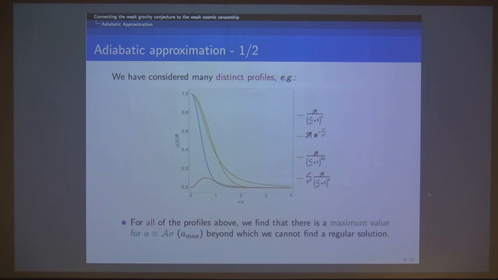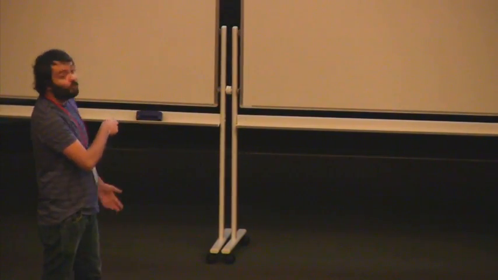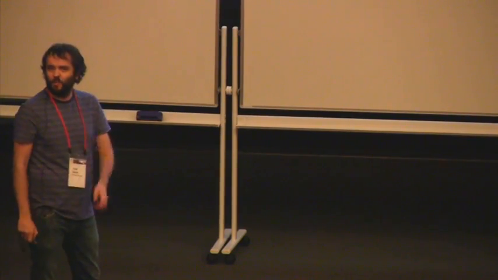So I take a profile with a small amplitude. I find a static solution. If the amplitude is too large, that's it. The profile that I find in the bulk has necessarily a singularity. Okay? And this happens for all of these profiles at different values of A. It's a bit like critical collapse, for those of you that know what that is.